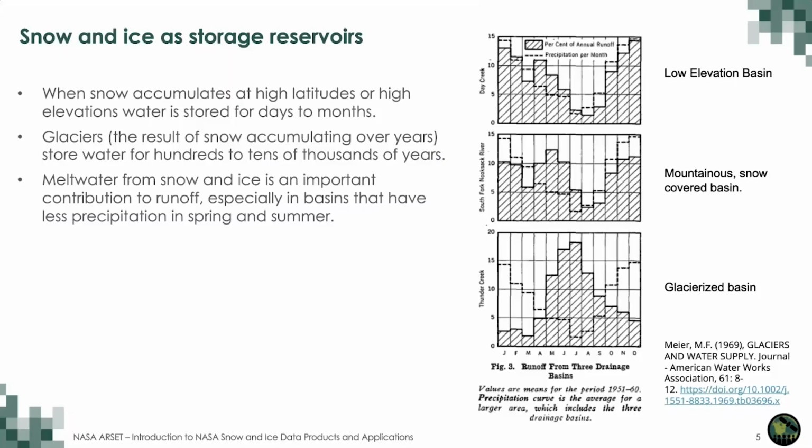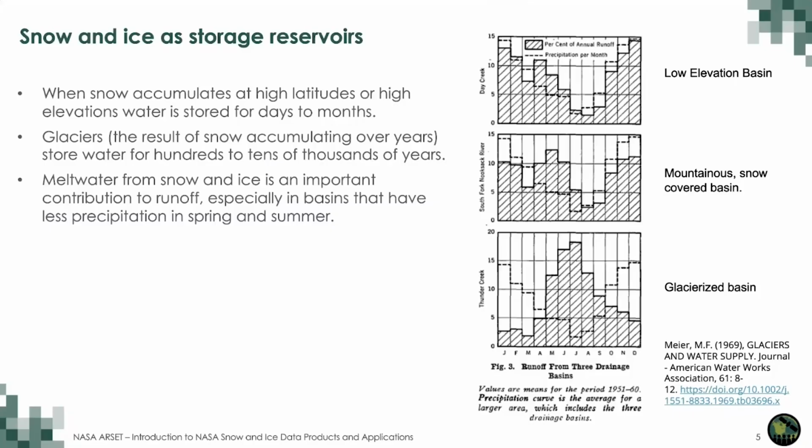What I'm showing here on the right is a diagram from a paper published by Meier in 1969, long time ago, but it sets the scene really well. It shows the precipitation distribution and seasonal runoff for three basins in the Northwest United States: a low elevation basin, a mountainous snow-covered basin with no glaciers, and a glaciarized basin, so a basin that has both snow and glaciers.